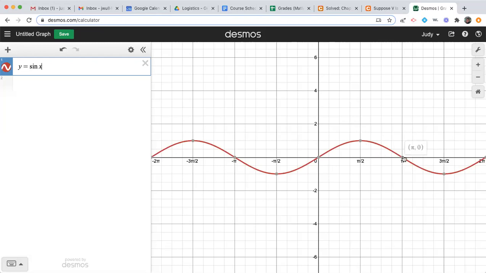Then I'm going to keep going. Pi, comma 0, 3 pi over 2, comma negative 1, and 2 pi, comma 0. Okay. So I should have one wave on the right-hand side. And then I'm going to do the same thing on the other side, 0, and then negative 1, and 0, and 1. And I'm going to draw those in. And then I'm going to try and connect them with a nice smooth curve.